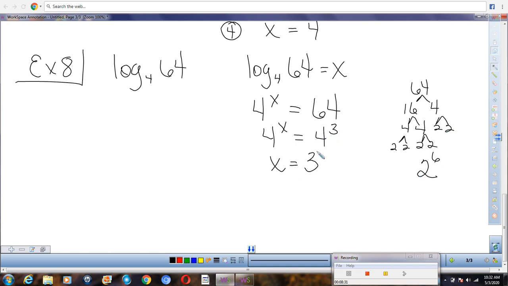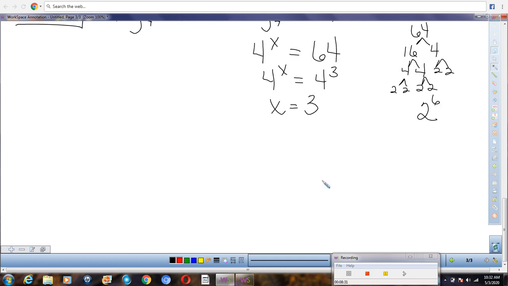So if this side happened to be 2 to the 6th power, we would have to write this 4 also as a base of 2. 4 is 2 squared. And again, we already have the exponent of x there, so we're going to carry that down. Now we have the same base of 2. We can set our exponents equal to each other. So we have 2x equals 6. Solving this equation, dividing both sides by 2, we also find out that x equals 3. So as long as your bases are the same, you can compare your exponents, and you'll get the same answer.